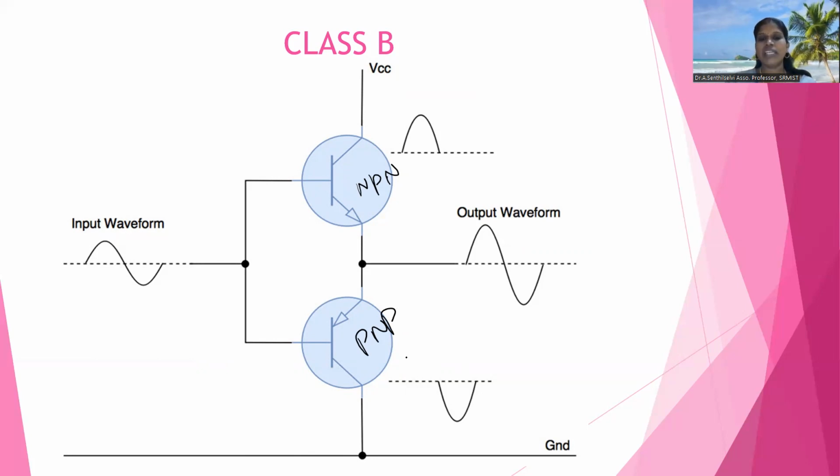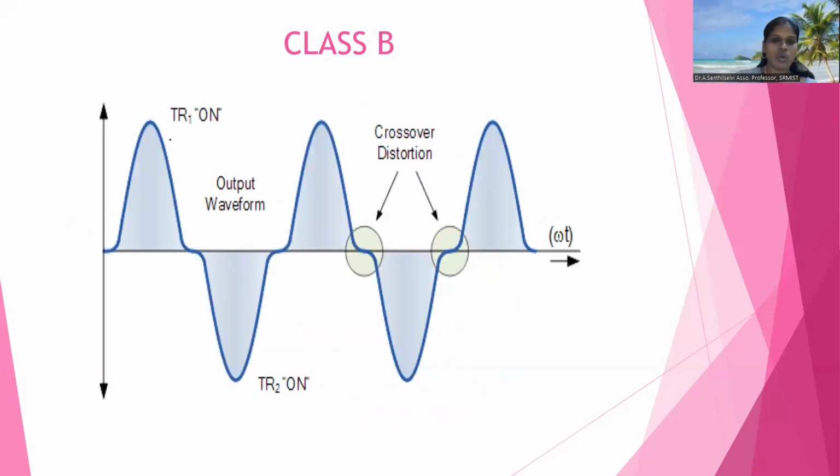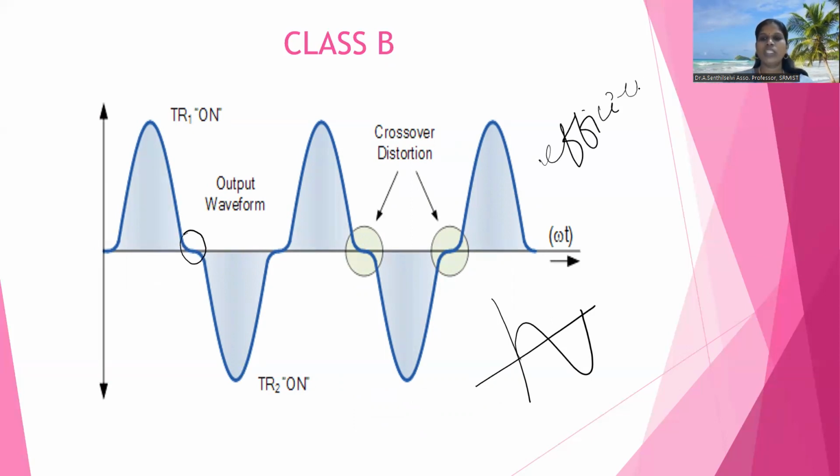Here also we get some drawback. We are individually getting the positive half cycle and the negative half cycle. When switching from positive to negative, there is a distortion. I will show the diagram of the distortion. During the positive cycle, transistor 1 is in on condition. During the negative half cycle, transistor 2 is in on condition. Here, see, what is the regular output? It looks like this only. But here there is some kind of distortion. This is called crossover distortion. This kind of distortion is introduced in the class B amplifier, but its efficiency is very high. When you compare the efficiency with class A, its efficiency is very high.